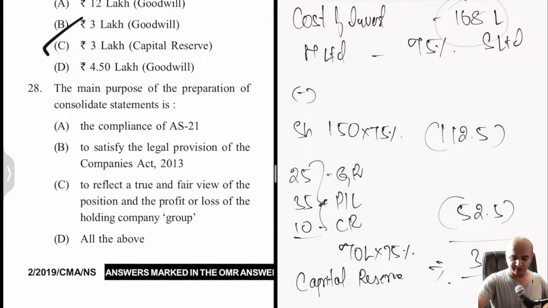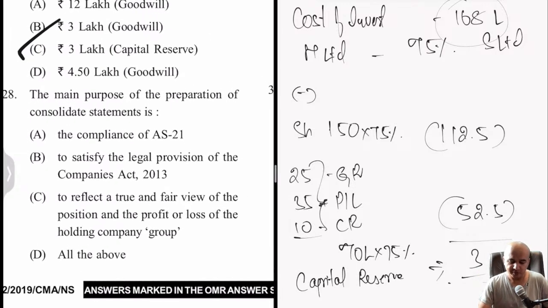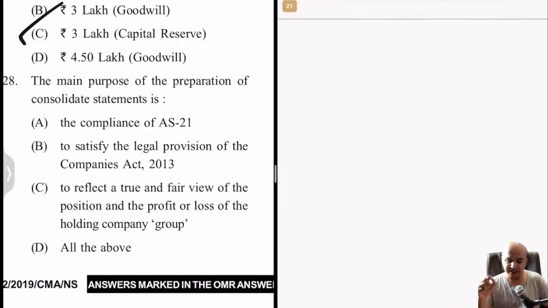Let's move on to question number 28. So a theoretical question here. Let's see what exactly we have in store. The main purpose of preparation of consolidated statements. It's not consolidate, it's consolidated financial statements. Anyway, the institute keeps on making these types of mistakes. So now what is the main purpose? Let us look at the options first.